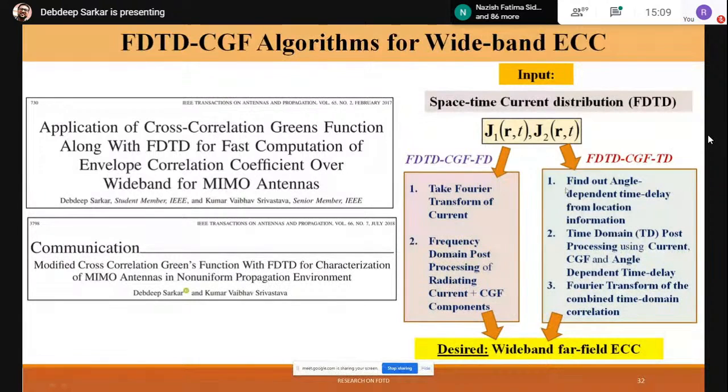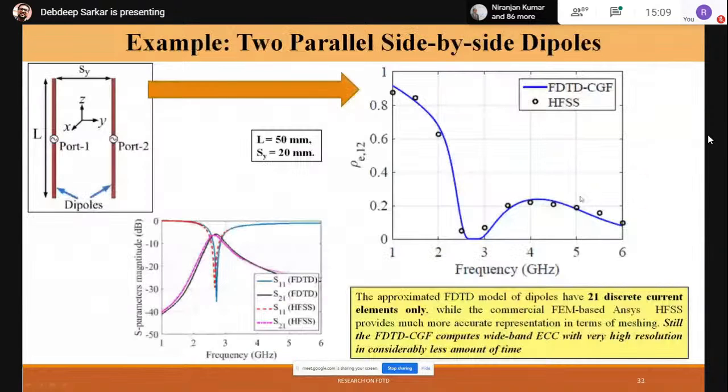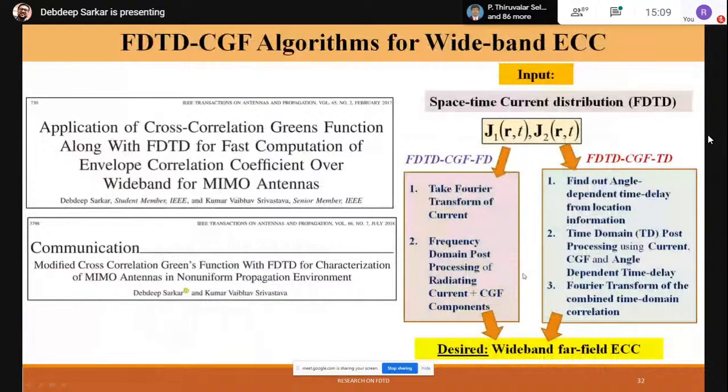But another thing, which was our main contribution, is that we came up with this FDTD CGF-TD algorithm, where we did some kind of time domain signal processing. There, we first found the angle-dependent time delay from the location information. For interested people, I would suggest following this particular paper, because this is just an extension of that. It is a communication article actually. The main full transaction paper is this one.